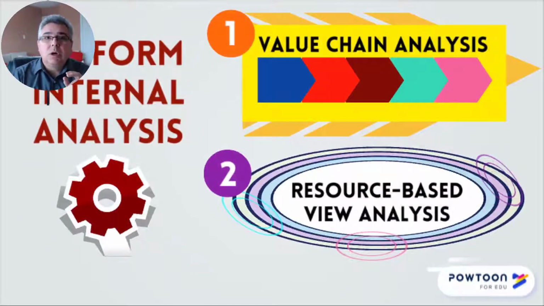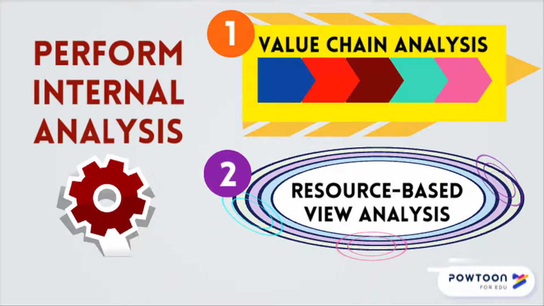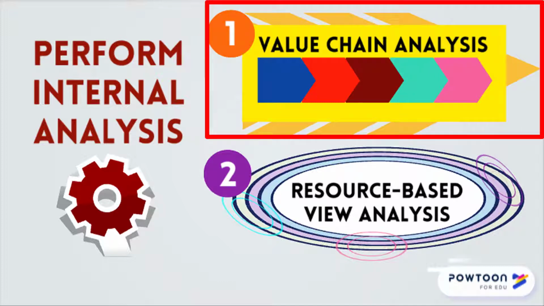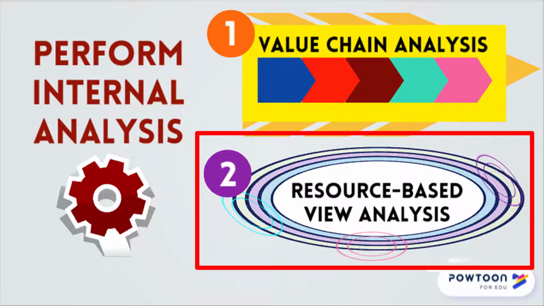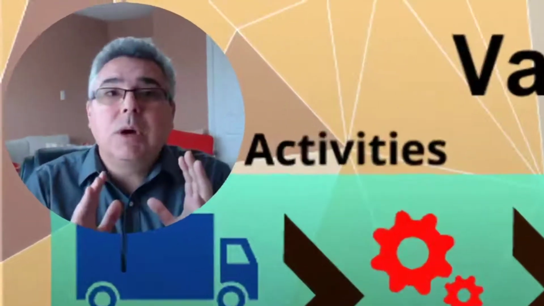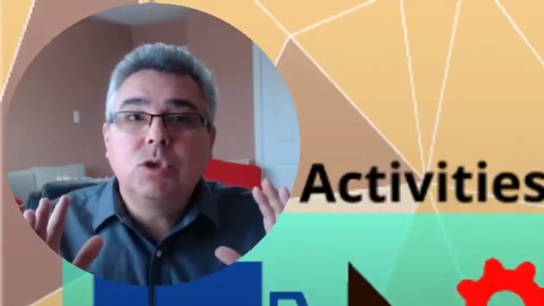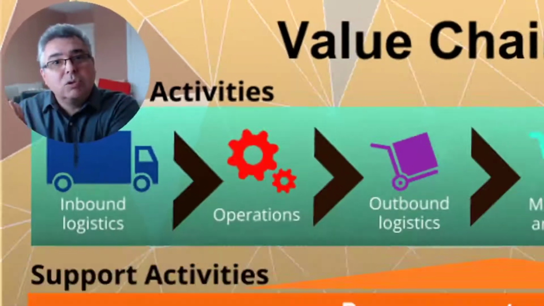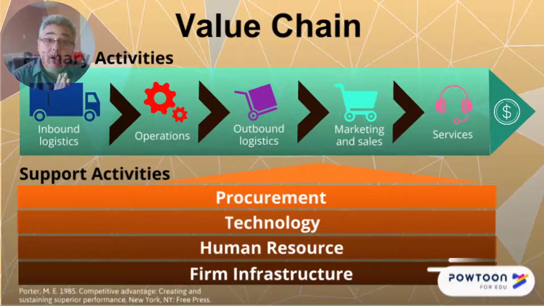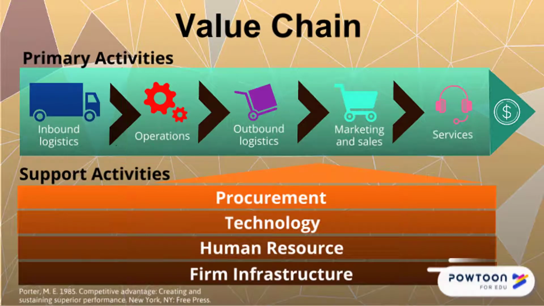We have two major methodologies to evaluate the internal resources and skills of a company. One of them is the value chain analysis. The second one is called resource-based view. In the value chain analysis, we try to divide the activities and resources of a company into stages of the business process. We start with the inbound logistics, operations, outbound logistics, marketing, sales, and services.